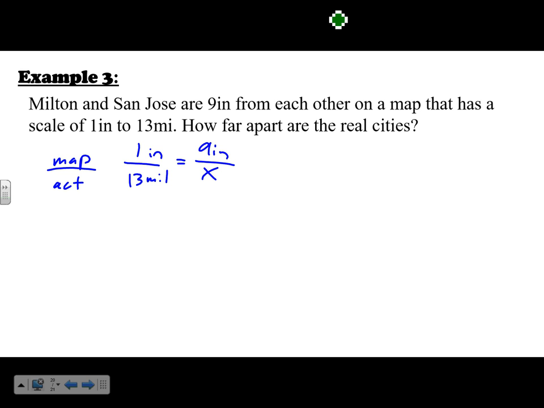So 1 times x is equal to 9 times 13. You don't actually have to label inches and miles, but sometimes it's nice to make sure you know what those are. And that ends up being 117.